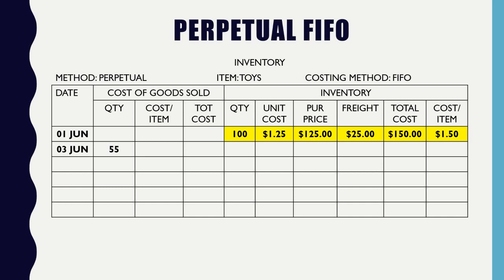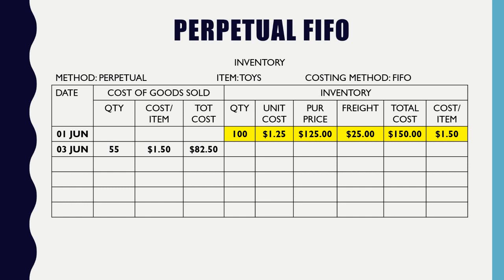In this case, I got one batch of inventory, which costs a total of $1.50 each toy. So if I sold 55 of those at $1.50, which is what it's going to cost me to sell the item, you're going to take this number here and carry it over, because it's the cost per item, and you're going to figure out this number right here. What's the total cost? So 55 times $1.50 is going to be $82.50.